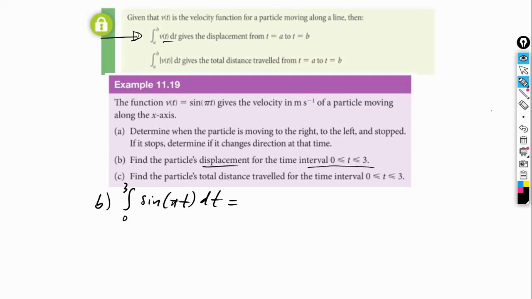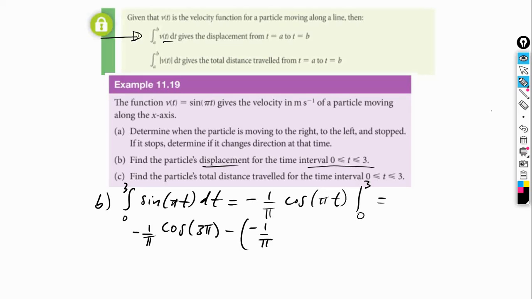And notice that this is going to be minus 1 over pi cosine of pi times t, and this is going to be between 0 and 3. So from here we're going to get minus 1 over pi cosine of 3 pi, minus, parenthesis here, again minus 1 over pi times cosine of 0.